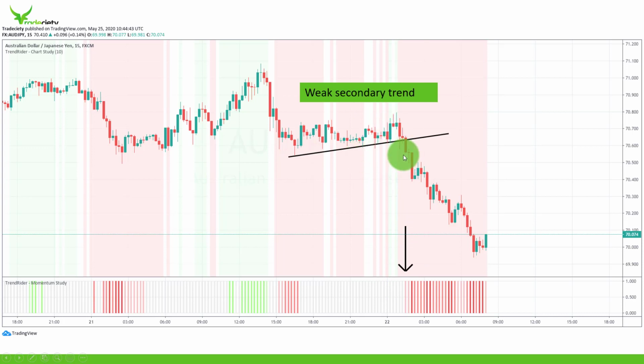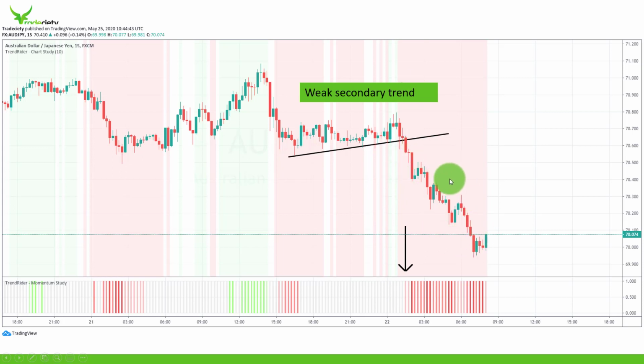And if everything happens together, we have a secondary weak trend and an overall downtrend. We have a breakout out of a perfect structure, and then we have a great turning point here that the momentum study also confirms as bearish. Then you have everything going for you, and that is when the Trend Rider will help you find better trades.